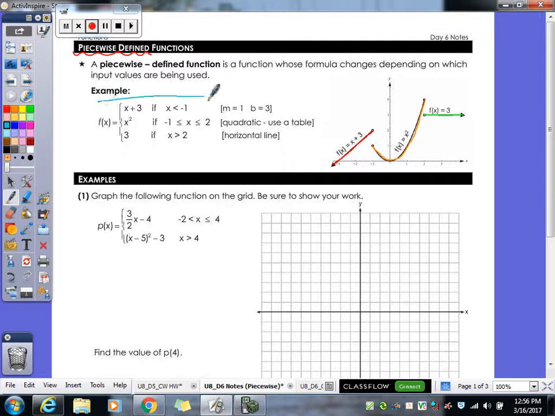Now the way that it looks when they ask for it can be a little bit confusing, but each line goes together. This is telling you this is the equation x plus 3 for all of the values that are less than -1. And this one's saying you're doing x squared from -1 to +2 only. And then you're doing f of x equals 3 for when x is greater than 2. So it gives you the domain for each of those different pieces.